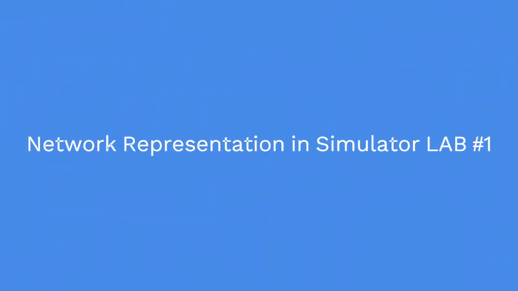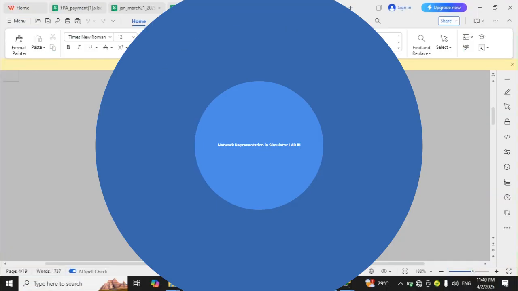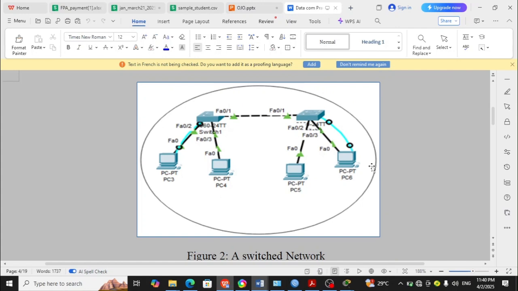Like I told you in practical 1, it is possible that we have a simple switch network like this. We have two switches, and each of the switches connects two PCs each. And if you look at it, there's a connection between the two switches on the FastEthernet 0/1 port here on the left hand side and on the right hand side. So this is an example of a switched network.